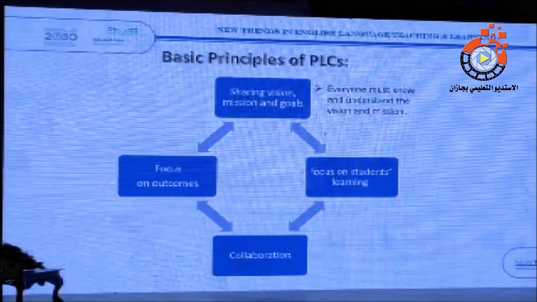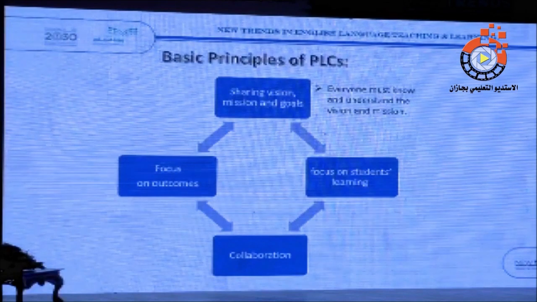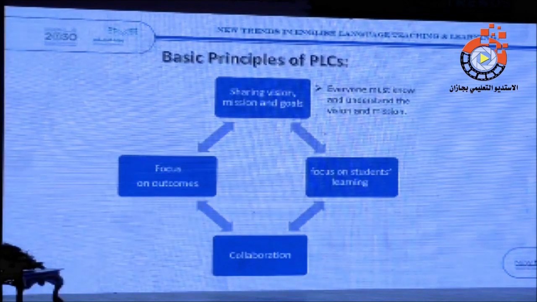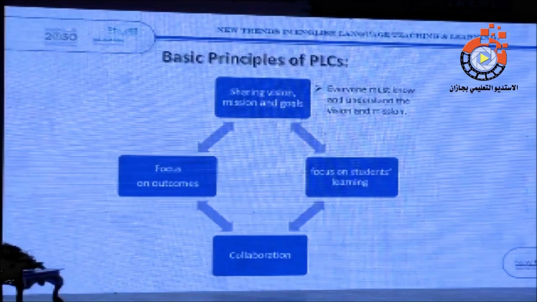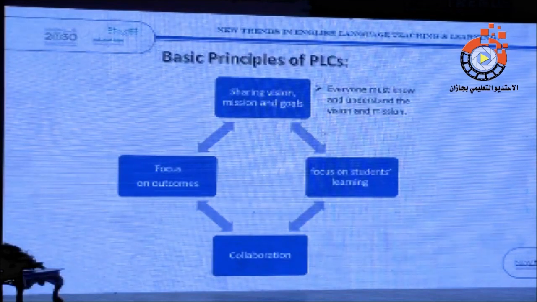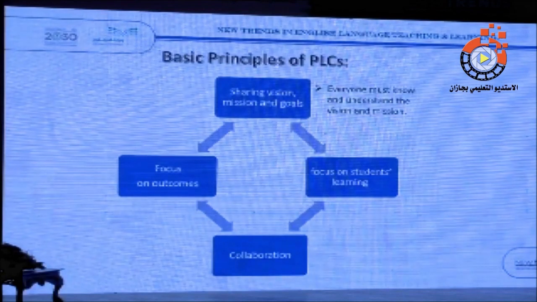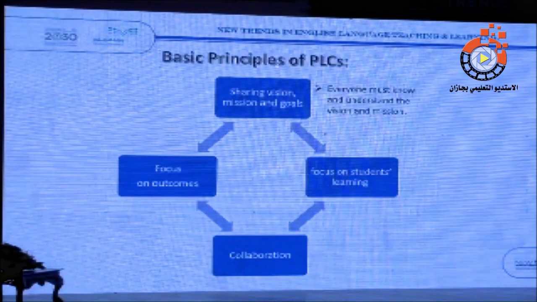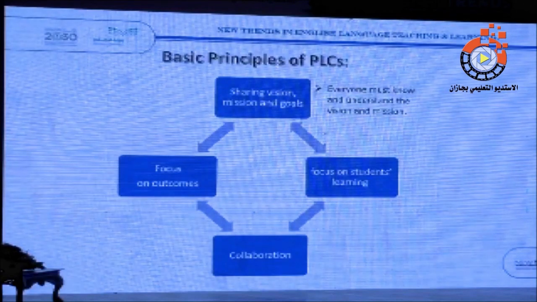What is the meaning of sharing vision and mission? It means that everyone must know and understand the vision and mission. Everyone, I mean the teachers of English and our students, must know the vision that we are fighting to accomplish, and the mission also.